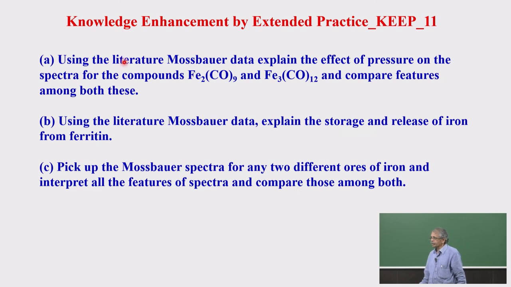So now let us look at the end. I always ask you to do some extended practice. I give some questions, but you should pick them up yourself and do them. Using the literature Mössbauer data, explain the effect of pressure on the spectra. The Mössbauer data is available in the literature. You don't need to go anywhere; you sit at your computer, and if you have internet, you can get that. Look at the spectra of the compounds Fe2(CO)9 and Fe3(CO)12. There are some differences and some commonalities you must find. Compare the differences in chemical shift, quadrupolar coupling, and even magnetic coupling if present, between Fe2(CO)9 and Fe3(CO)12. First fit the spectra with their structures, and then compare among themselves. You sit and do that.